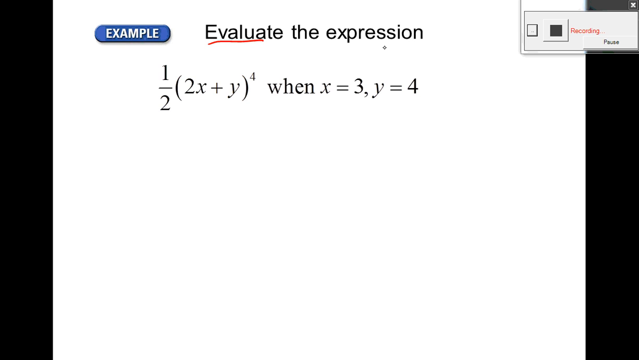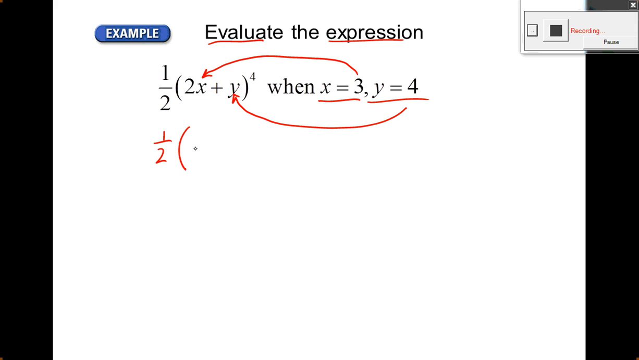We're going to evaluate this expression. Same directions. Evaluate the expression. This whole thing right here is the expression. And I have some variables. I have a variable x, and I have a variable y. I'm going to substitute x for 3 and y for 4. So that gives me this, 1 half, parentheses, 2, x is a 3, plus y is 4, and I'm going to raise the entire expression to a power of 4.